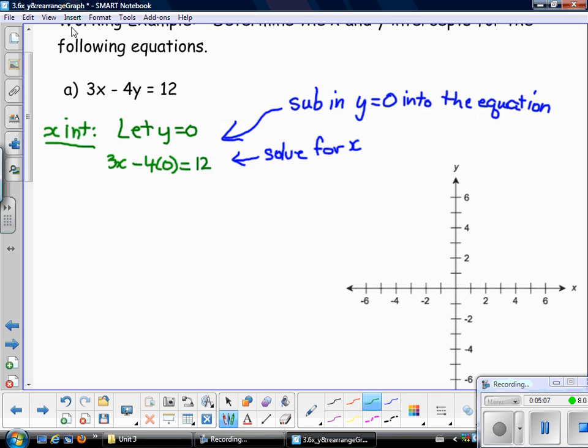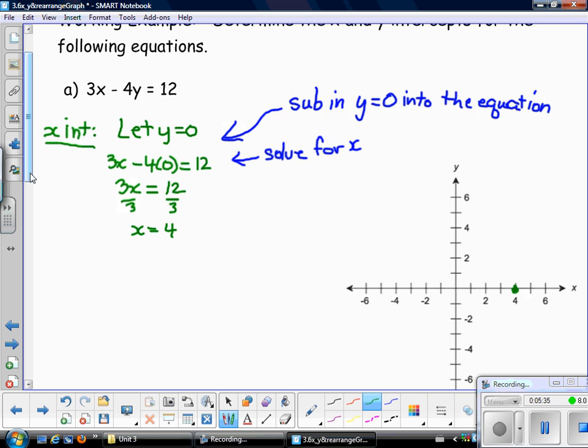So back to our question. We end up with 3x. 4 times 0 is 0, so that's gone, and we're left with 12. Now to get x by itself, we need to divide both sides by 3, and we end up with x equals 4. So I could go along my x-axis and find 4. Okay, so that equation crosses at that point.